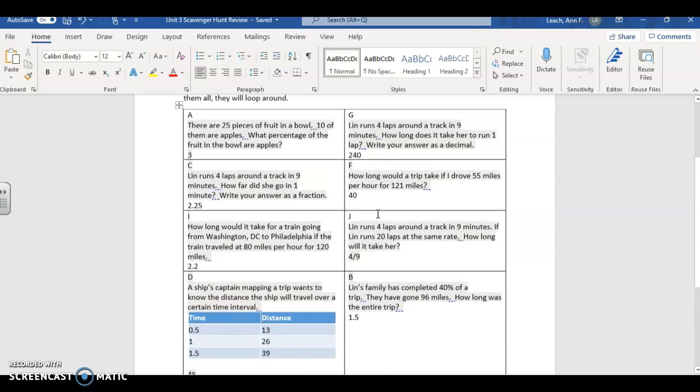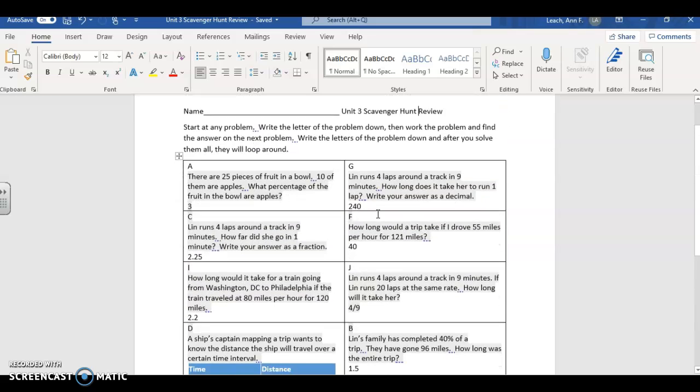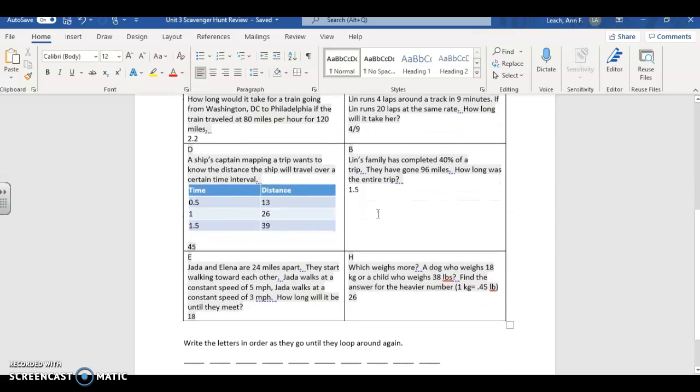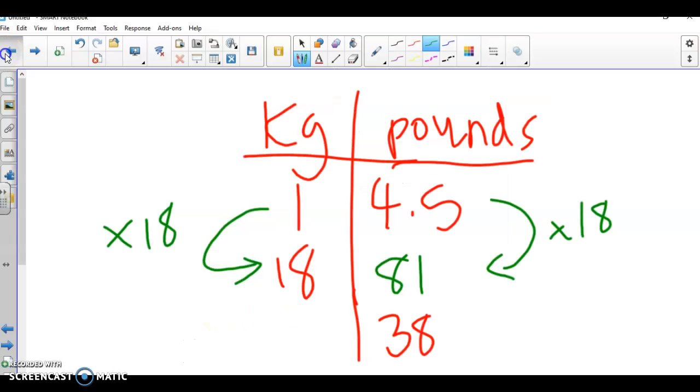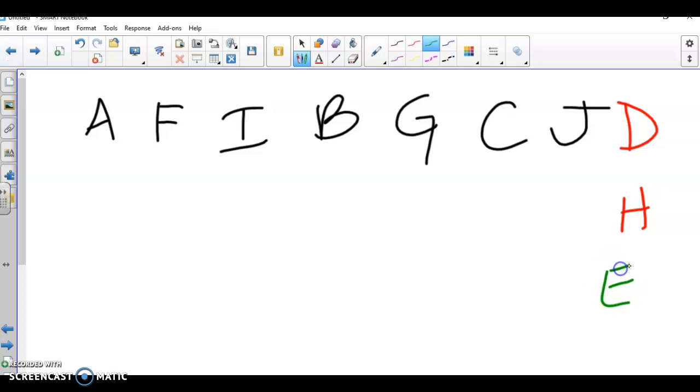Huh. It might be E, because it says 18. The heavier one would be 18. Oh, so 18 kilograms. I'm going to go with E. H and then E. Let's see if that's right. Hopefully I'm not leading you astray.